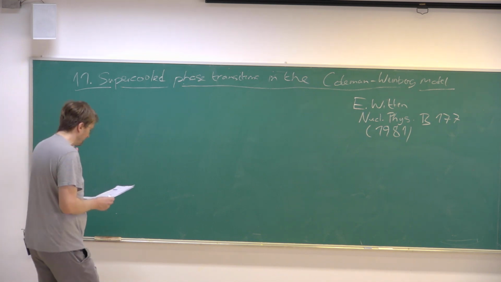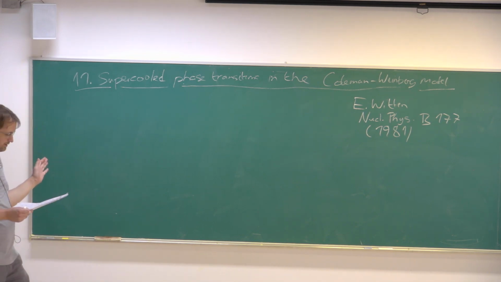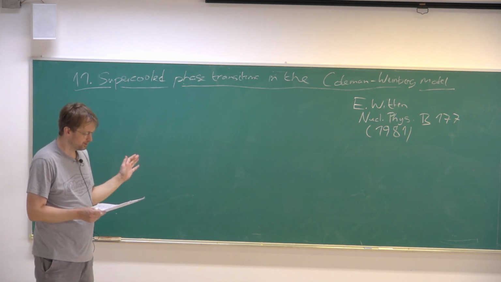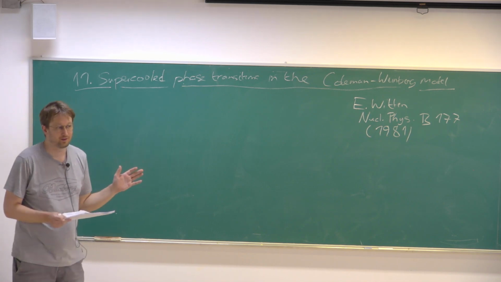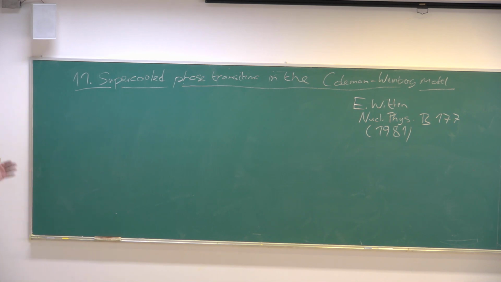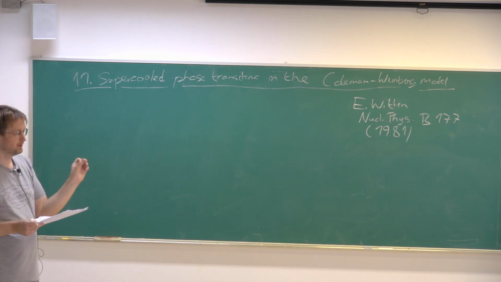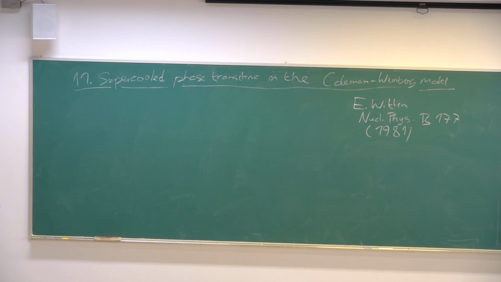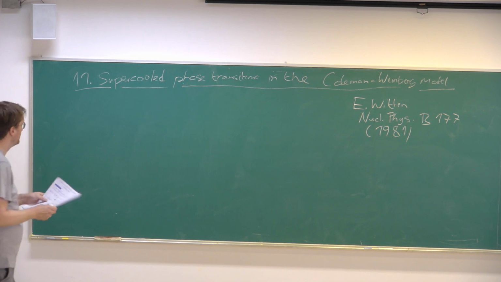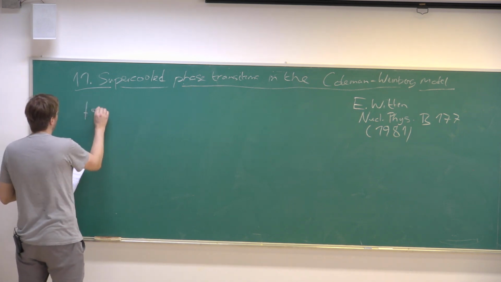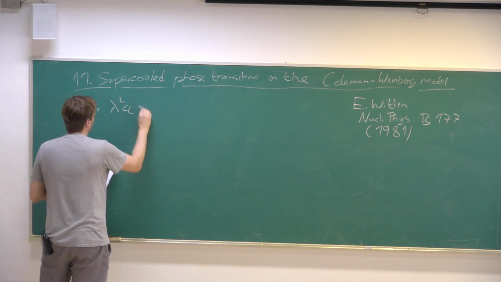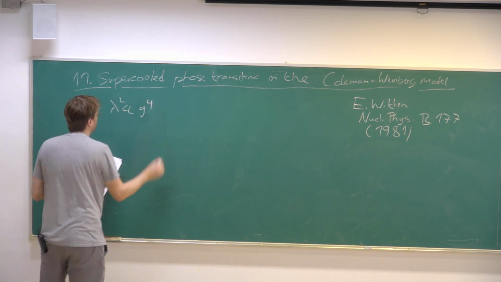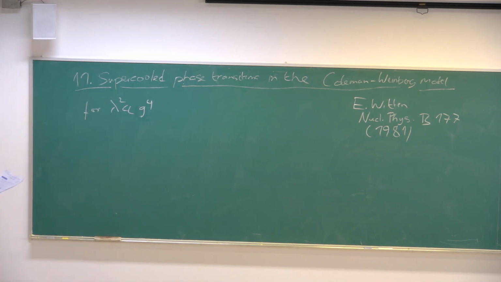Just to remind you, because it was a long time ago, the Coleman-Weinberg model is a model where you couple a complex scalar to some gauge field. So you have two scalar degrees of freedom and one gauge field, so two more degrees of freedom from the gauge field. And then we analyze this in a regime where we can neglect the radiative corrections from the scalars. This was the regime where the scalar coupling squared is much less than the gauge coupling to the first power.